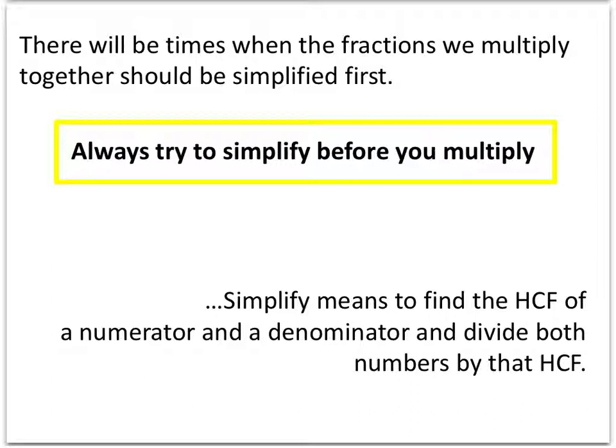There will be times when the fractions we multiply together should be simplified first. It's really important that we remember this rule. Always try to simplify before you multiply. Simplify, remember, means to find the highest common factor of a numerator and a denominator and divide both numbers by that common factor.